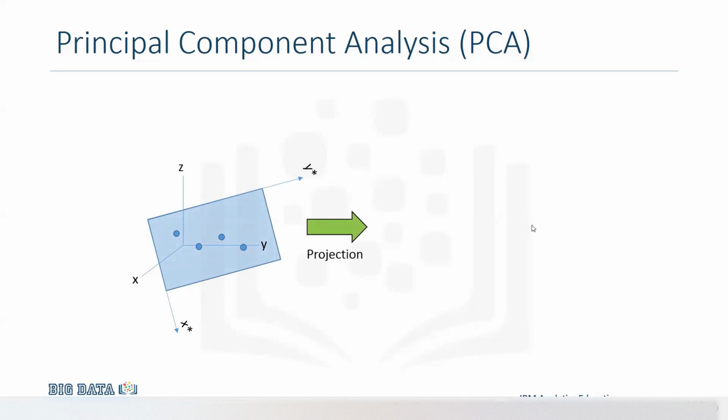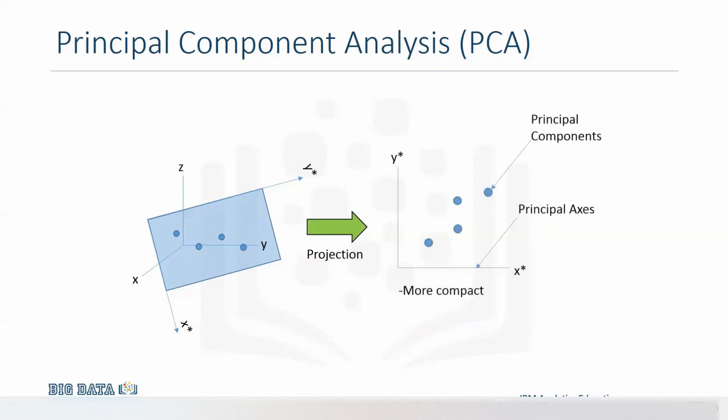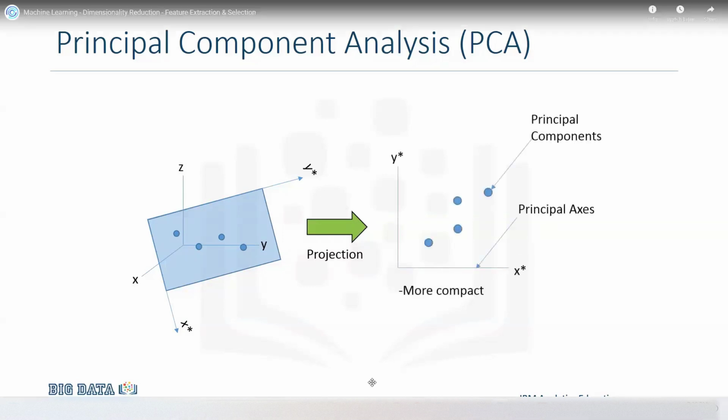When the projection of components happens, new axes are created to describe the relationship. These are called the principal axes, and the new data is called principal components. This becomes a more compact visualization for the data and thus is easier to work with.